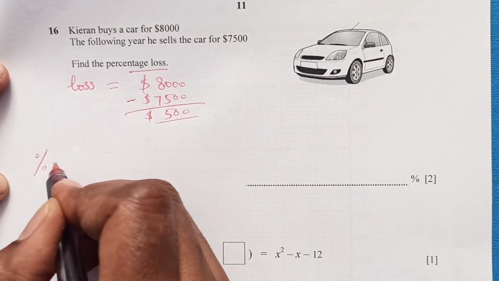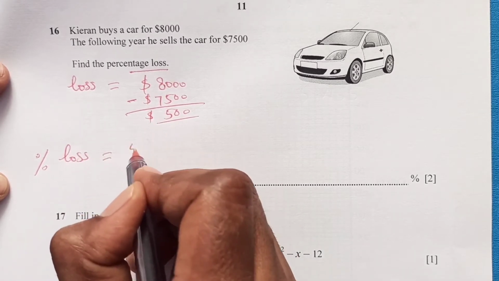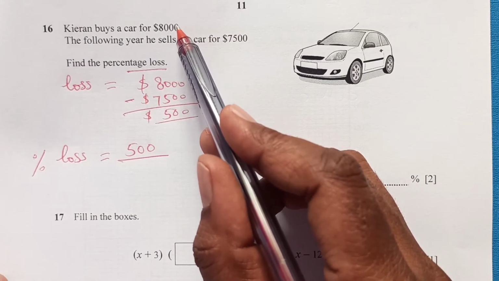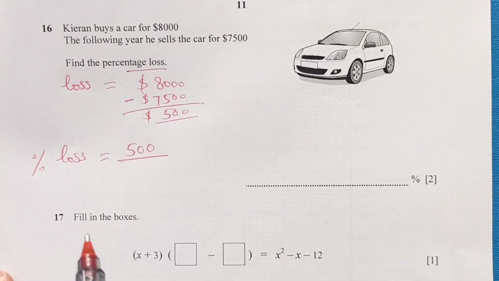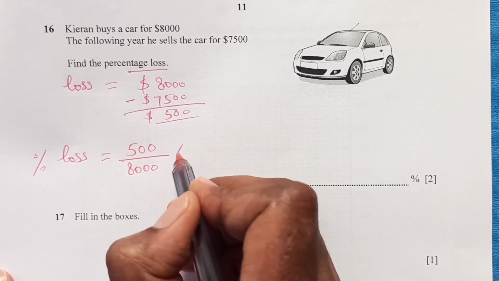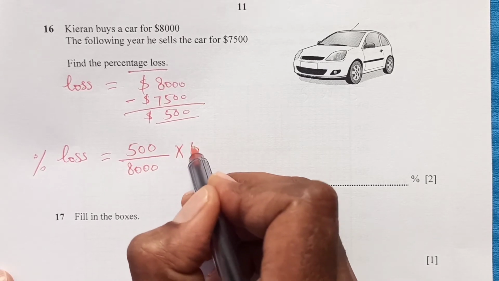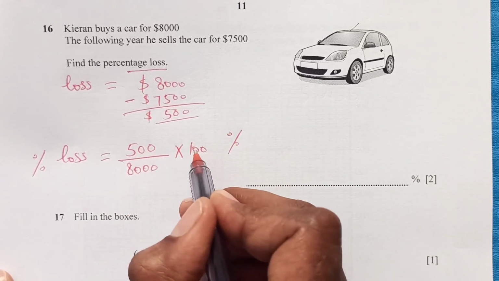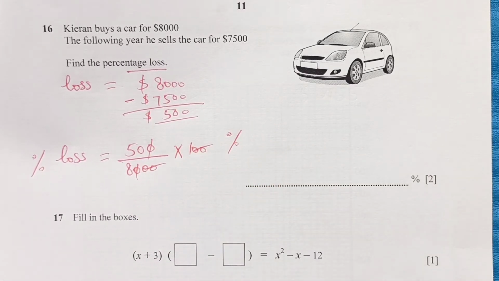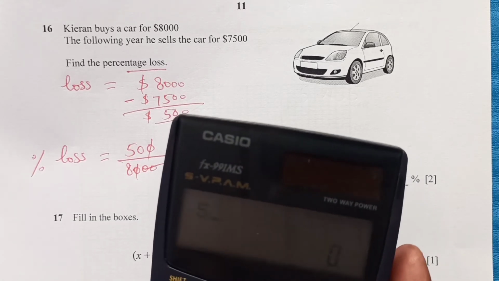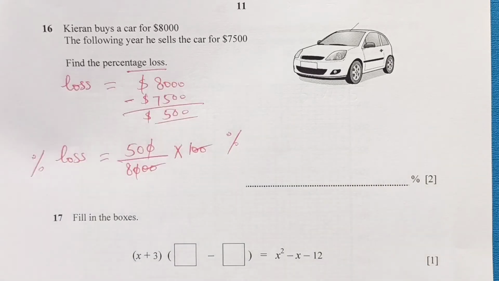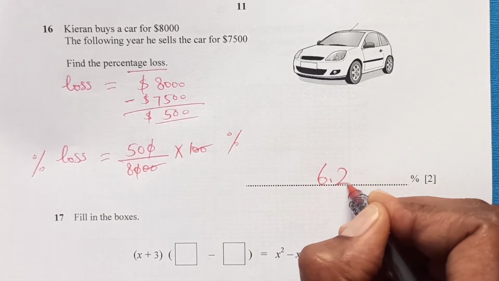So now we need the percentage loss. Percentage loss is the total loss from, you always take the original price whenever you want to find the percentage. 500 over 8,000 times 100, this will give you the percentage. So now, cancelling the zeros, it's 50 over 8. So let's do this. 50 divided by 8 is 6.25. So our final answer is 6.25.